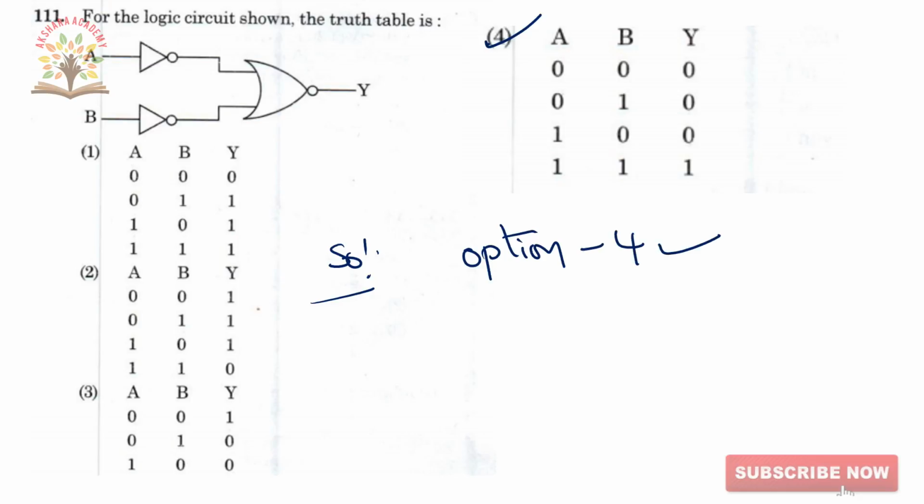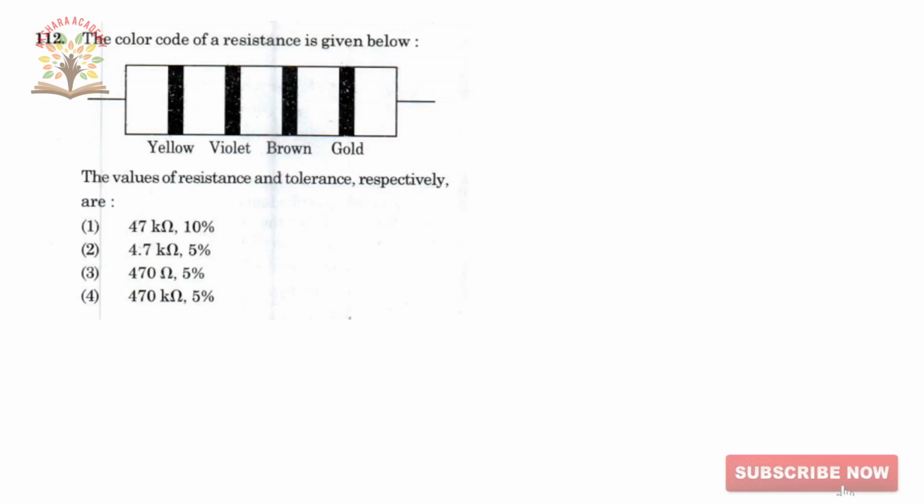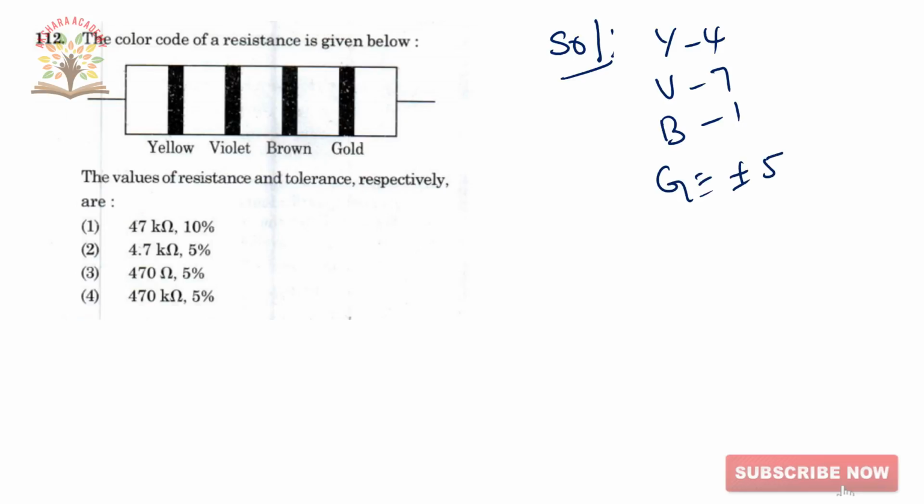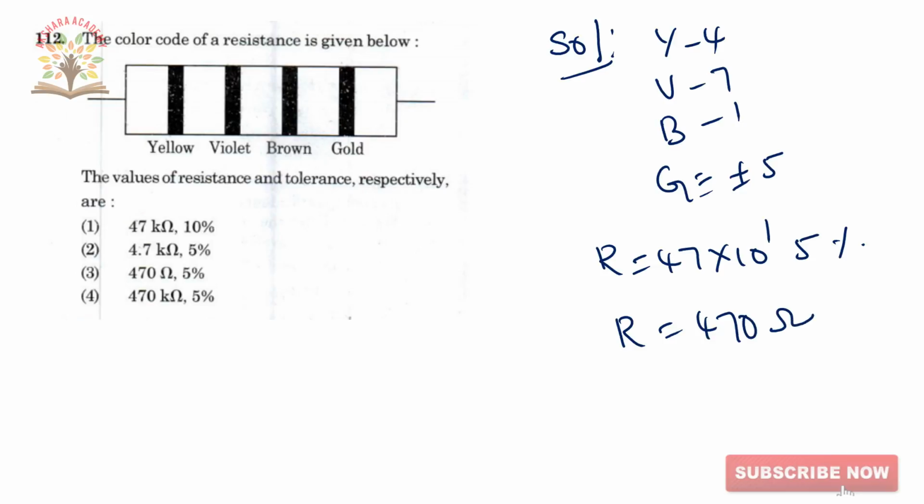And go to 112. In this, yellow 4, violet 7, here I am writing the solution. Yellow 4, violet 7, brown 1, gold plus or minus 5 percent. So R is equal to 47 into 10 to the power of 1, 5 percent. The answer is 470 ohms, 5%. Option 3 is the correct answer.